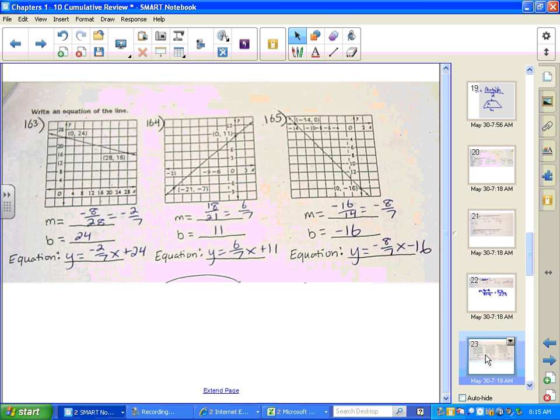164. M is 6/7. That's completely simplified. B is 11. Therefore, the equation is y equals 6/7x plus 11.